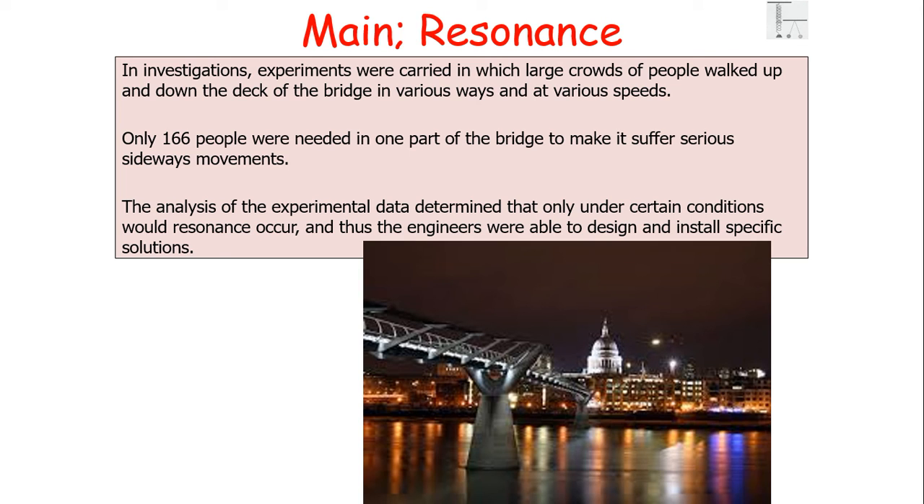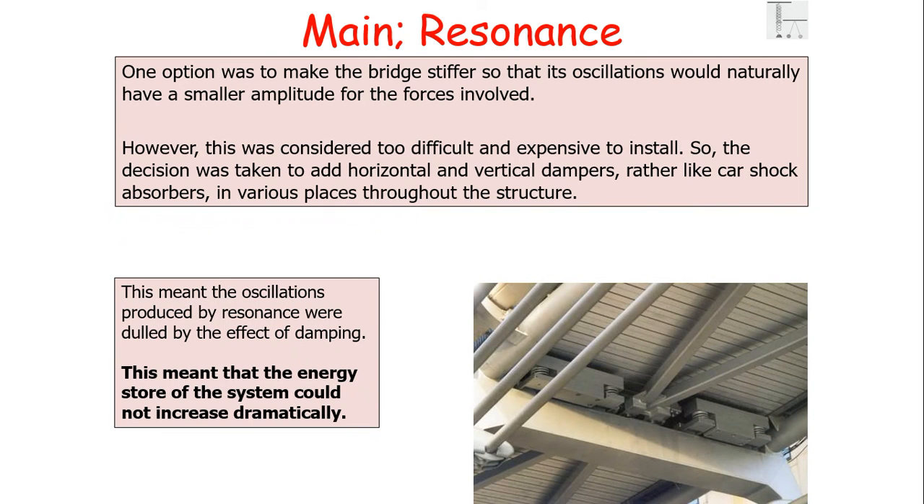So in investigations, experiments were carried out in which large crowds of people walked up and down the deck of the bridge in various ways and at various speeds, and it was actually found that only 166 people were needed in a part of the bridge to have a serious effect of resonance. And so the analysis of the data determined that it was only under certain conditions that resonance would occur, but engineers had to think about what they would do.